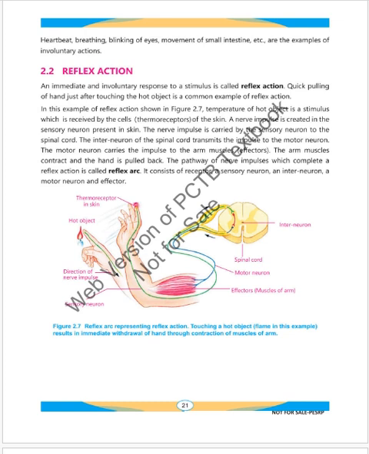The nerve impulse is carried by the sensory neuron to the spinal cord. The interneuron of the spinal cord transmits the impulse to the motor neuron. The motor neuron carries the impulse to the arm muscle effectors. The arm muscles contract and the hand is pulled back.